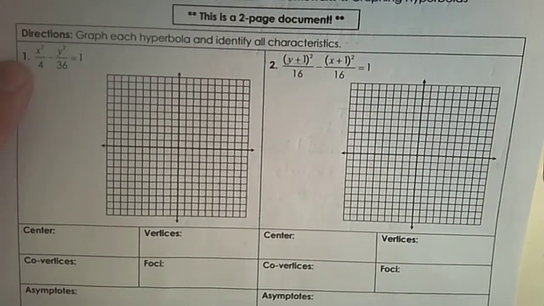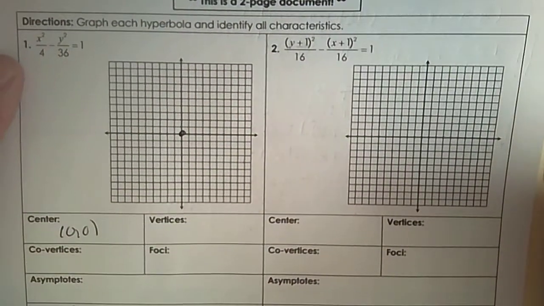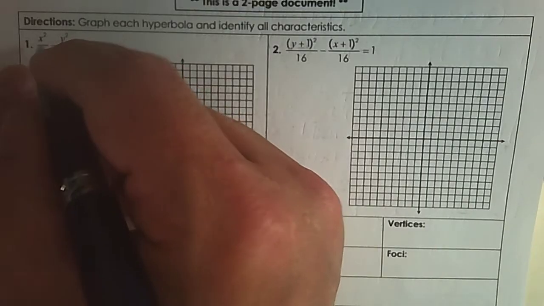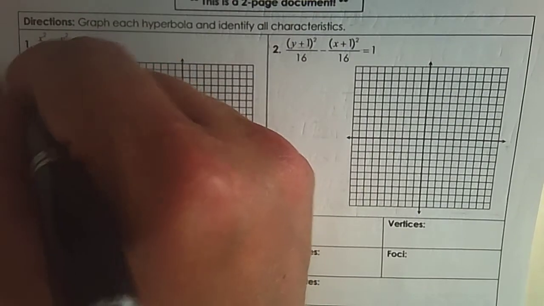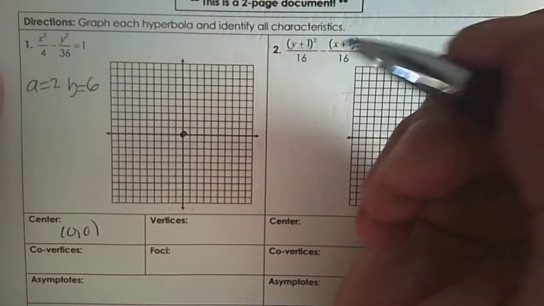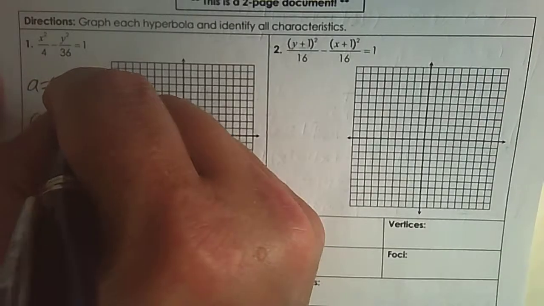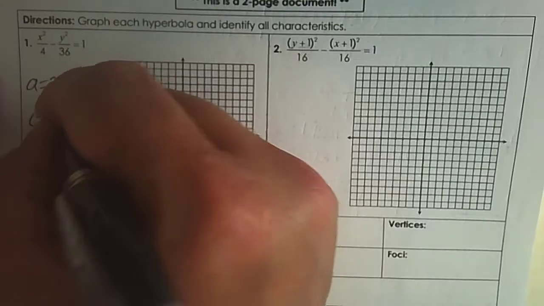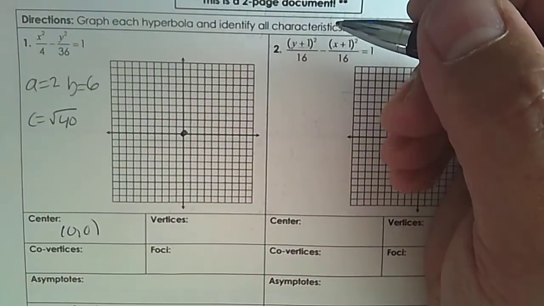The first thing I noticed, the center is at 0, 0. Let's put that in right there. Next, what's positive? The quadratic term that's first. That's what A is. So A is the square root of 4. B is the square root of 36. C is the square root of, and you add them, which is 40. And we'll estimate that on a graph.